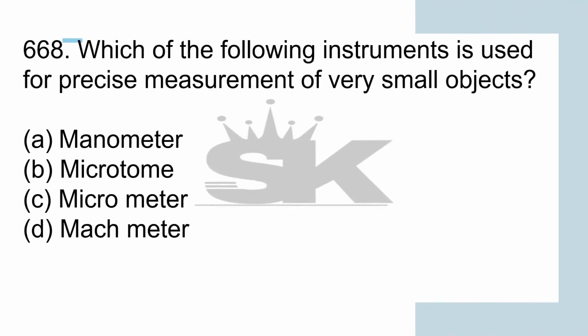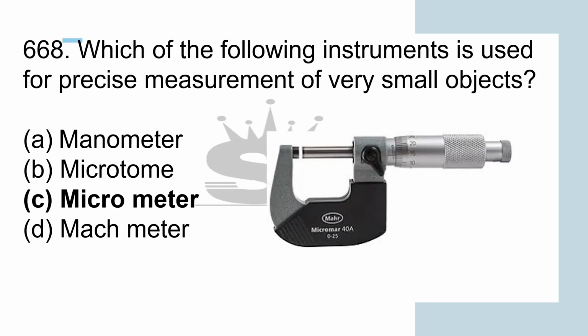Which of the following instruments is used for precise measurement of very small objects? That is micrometer. A micrometer is a tool used for precise measurement of very small objects, and it can measure the depth, length, and thickness of whatever object fits between its anvil and spindle. It is commonly used in mechanical engineering and machining applications. This one is anvil. This is spindle.